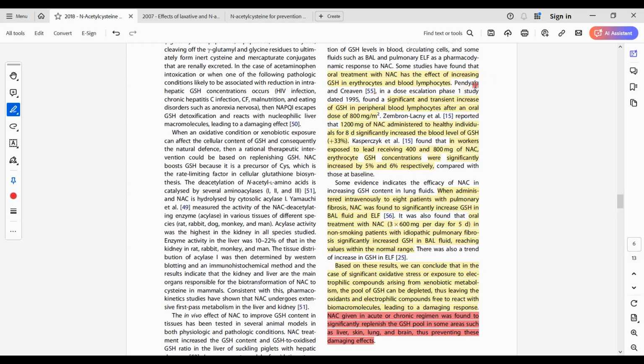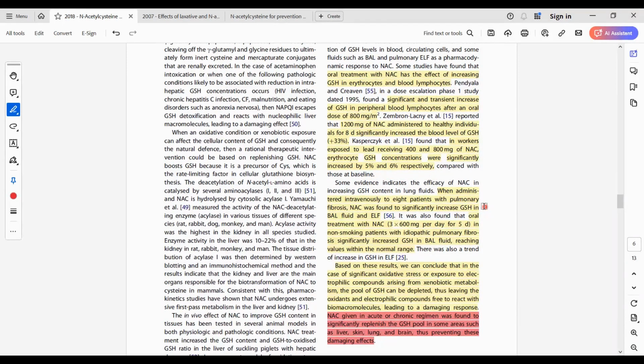They list multiple papers here that say taking NAC orally increases glutathione in your red blood cells and in your immune cells. Another paper saw a significant and transient increase of glutathione in white blood cells after an oral dose of 800 milligrams. A different study, 1,200 milligrams of NAC given to healthy people for 8 days significantly increased their blood glutathione by a third. In workers exposed to lead, giving them 400 or 800 milligrams of NAC raised their glutathione levels 5 or 6% respectively.